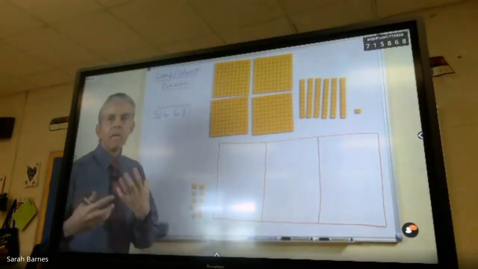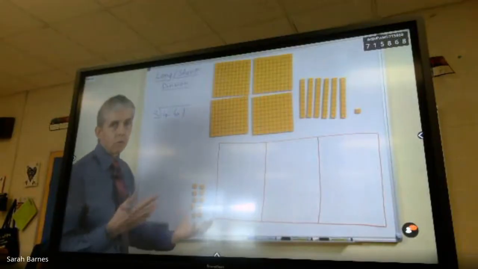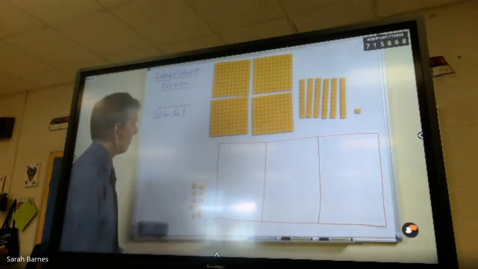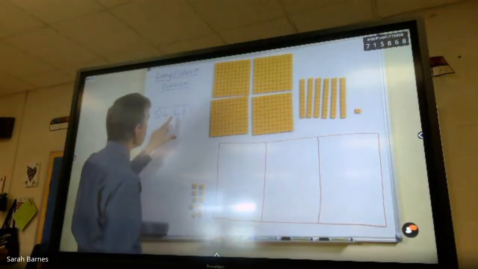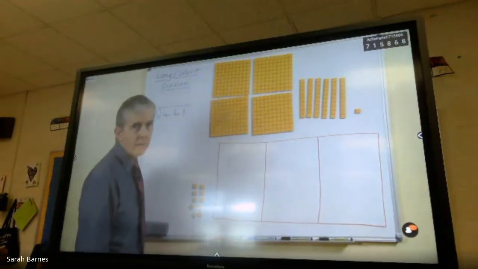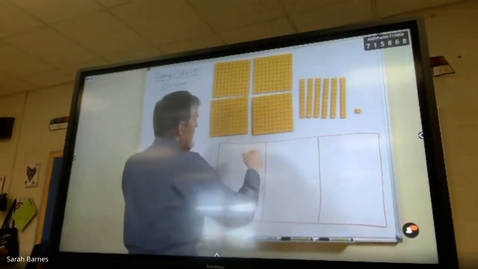So the words that I use may be slightly different, but the meaning will be the same, and of course the answer will be the same. So let's have a look at the question. We have 4 hundreds here and here, and we're going to share them among 3. This is the space where we have the 3.